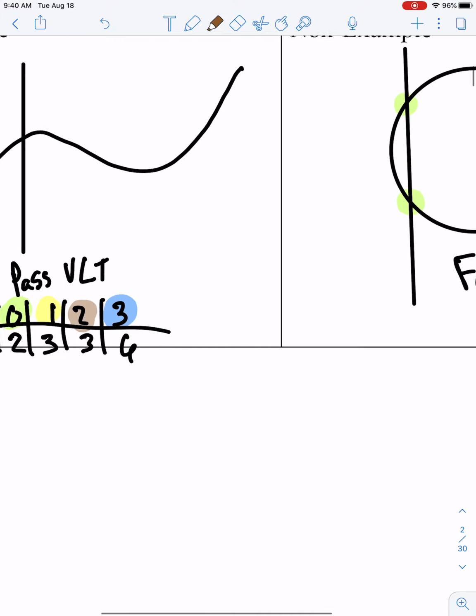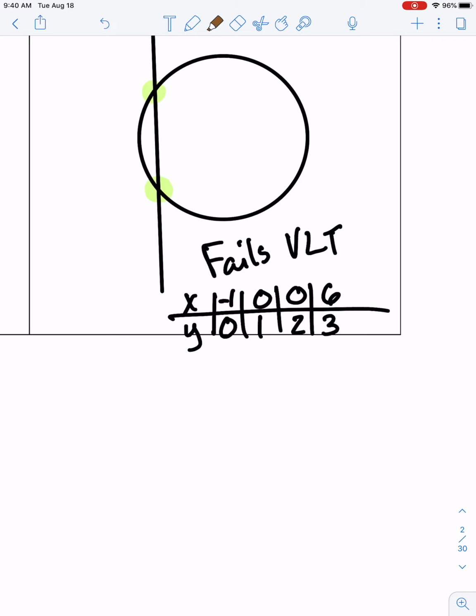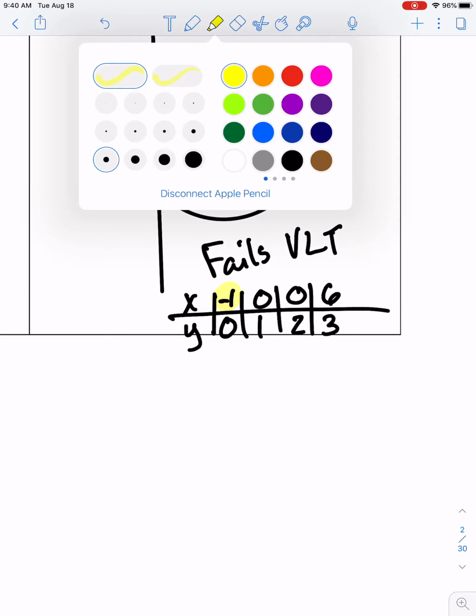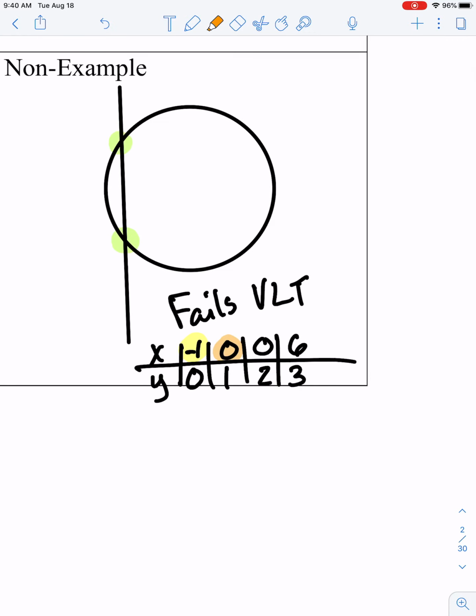So an example of a set of points or a table that fails would be this. Again, I start left to right. -1, and I don't see another -1, so it could still possibly be a function. My next x value is 0. Well, I see 0 again. Because of this, my x's repeat. That's why it fails.